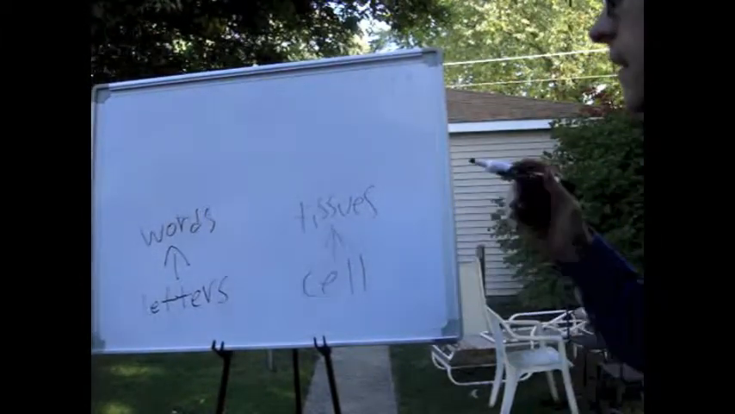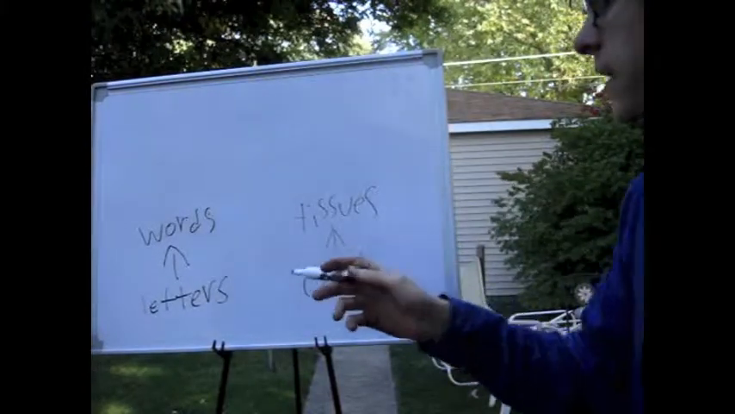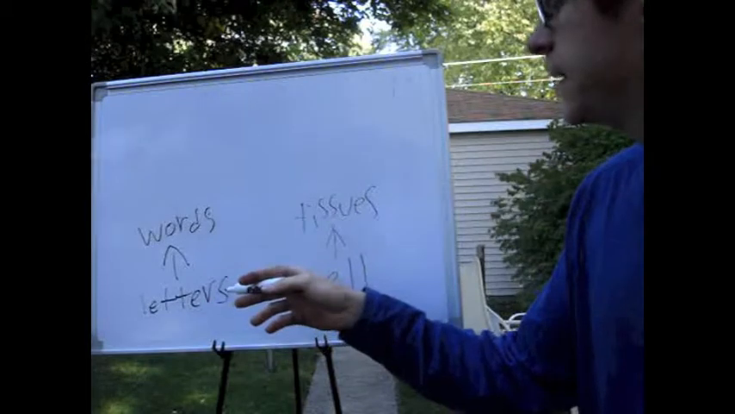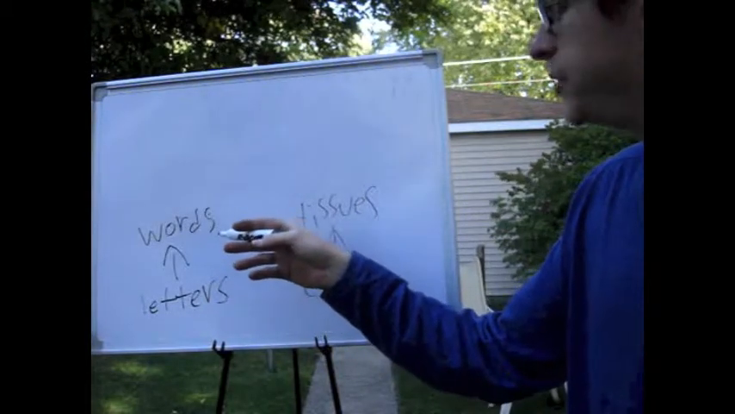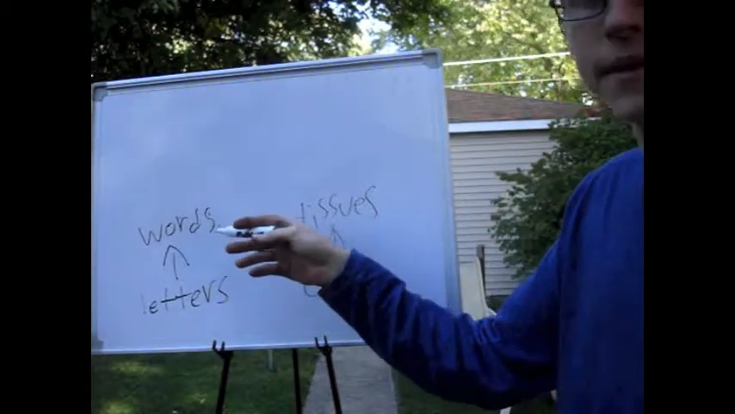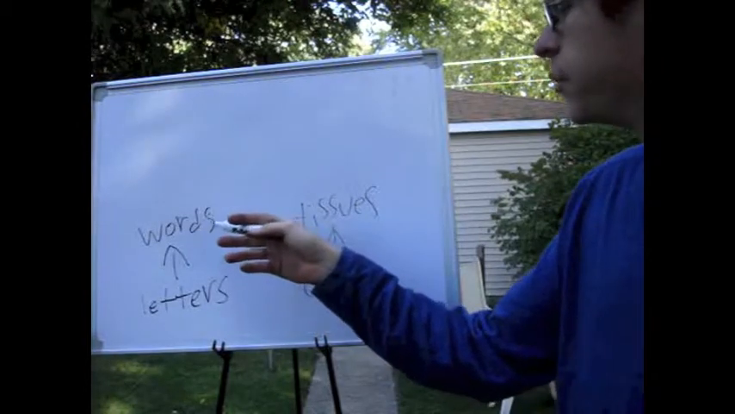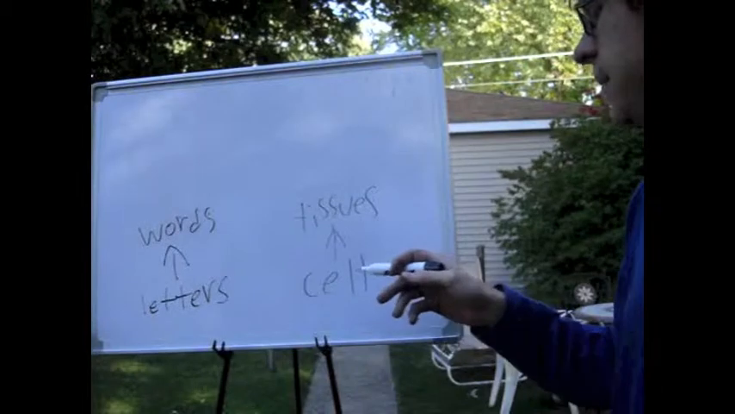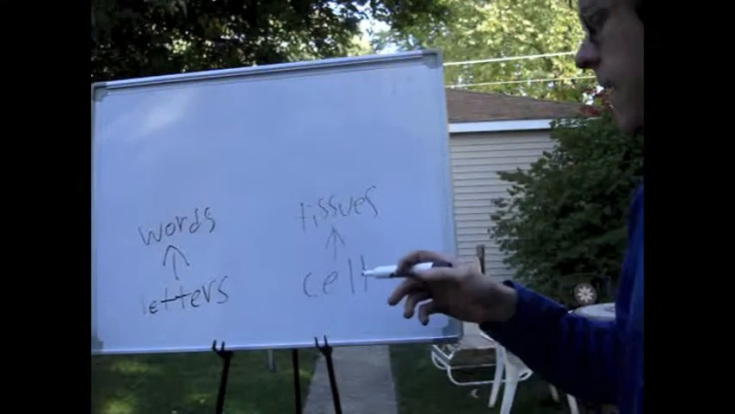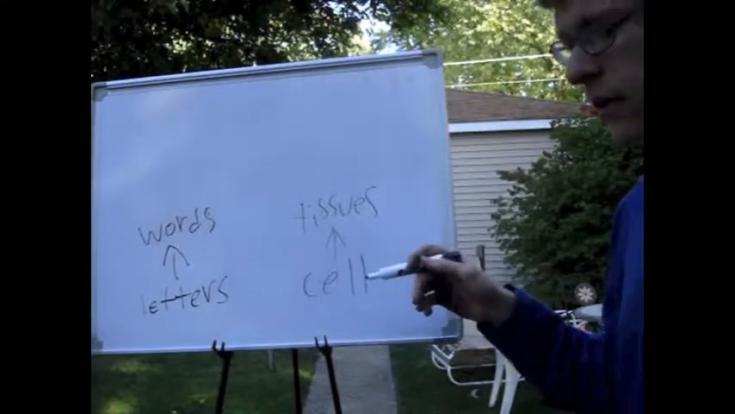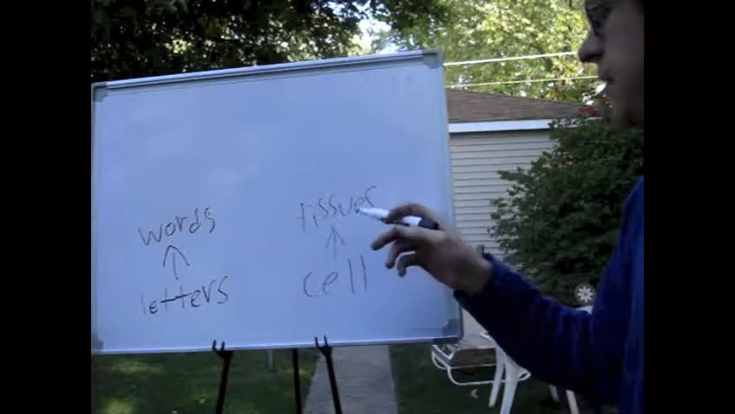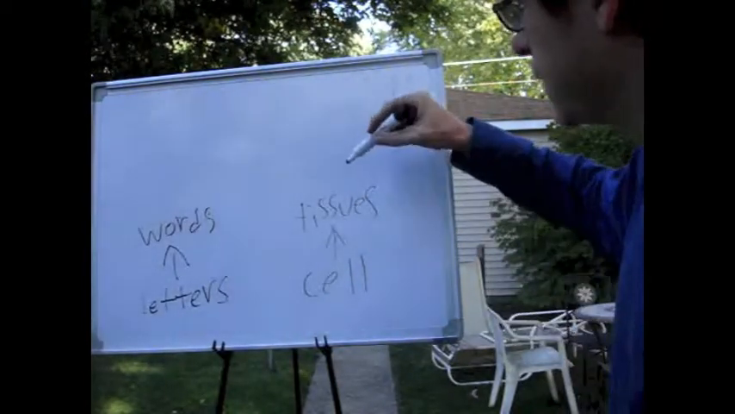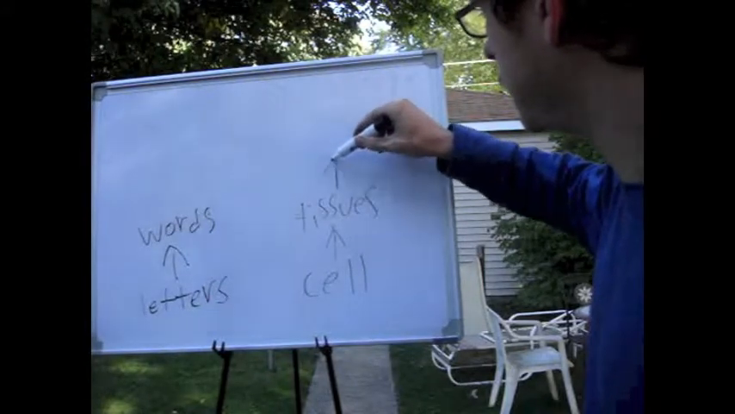Now it's the combination of how many letters you have as well as what each letter is that determines what words you have. Those are the factors that make up the word. The same thing could be said for the cell. It's a combination of how many cells and what kinds of cells you have that make up the tissue. And the next level up would be tissues.